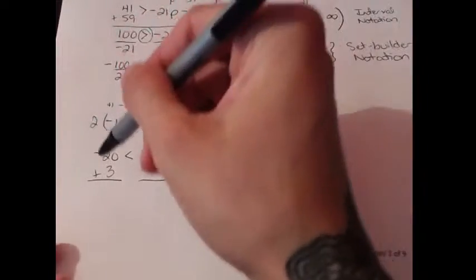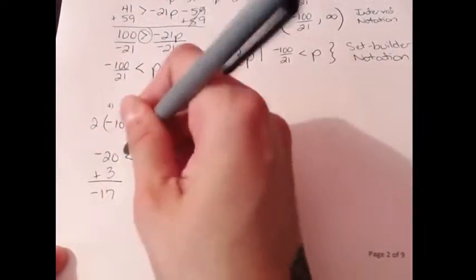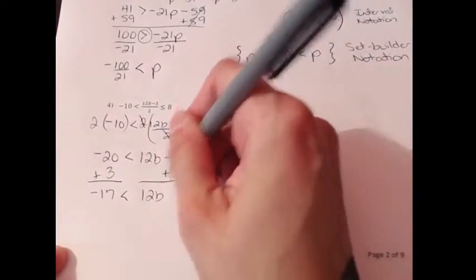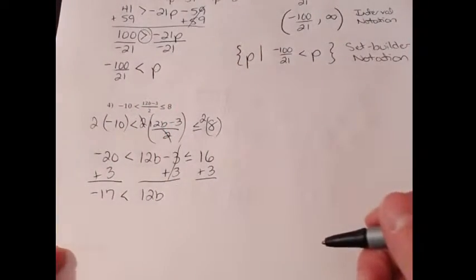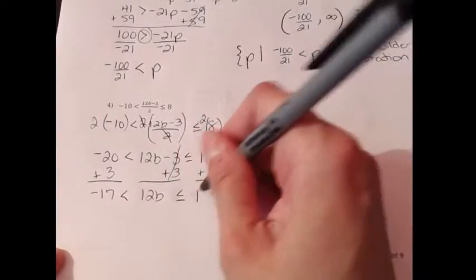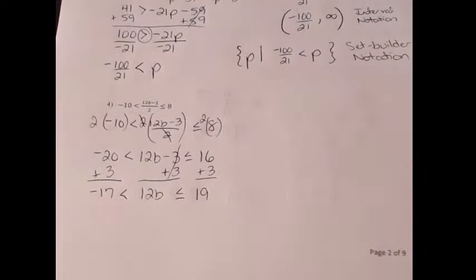So we have negative 20 plus 3, which is negative 17. Bring down your inequality symbol. Bring down 12b. Cancel your opposites. Bring down your less than or equal to, and then 16 plus 3 is 19. So far, so good? Next step, we must solve for b.